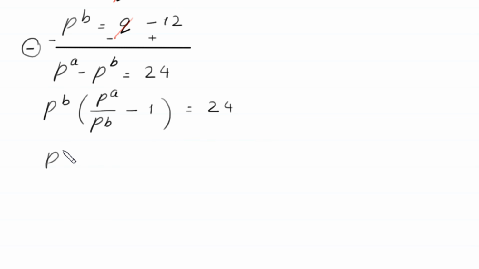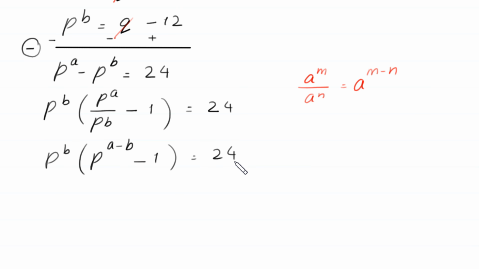Next, p to the power b times, by using this power rule, a to the power m divided by a to the power n is equal to a to the power m minus n, this p to the power a over p to the power b will become p to the power a minus b, minus this one, is equal to 24. Now we have two factors at the left side.